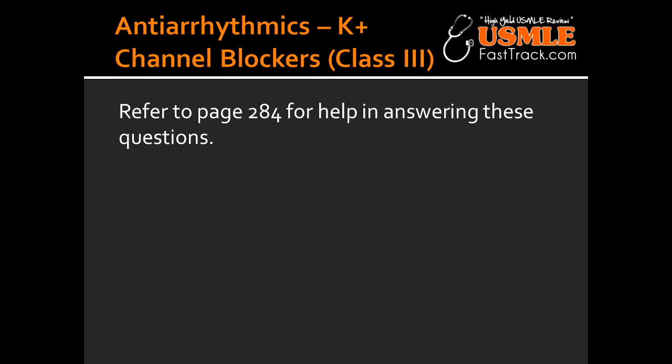Class 3 antiarrhythmics. What are the class 3 antiarrhythmics? The class 3 antiarrhythmics are the potassium channel blockers. Name some of the potassium channel blockers. Some of the potassium channel blockers include amiodarone, ibutilide, dofetilide, and sotalol. What is the mnemonic to help you remember some of the class 3 antiarrhythmics? The mnemonic is AIDS, which stands for amiodarone, I is for ibutilide, D is for dofetilide, and S is for sotalol.